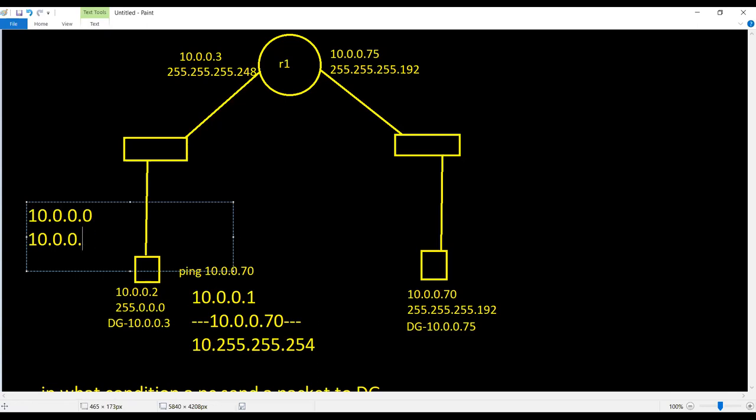So it will be the network ID for that also. And now it will check. If both are the same, it means that it belongs to the same subnet. If not, it means that it does not belong to the same subnet. Like this. So the PC does not understand subnetting.